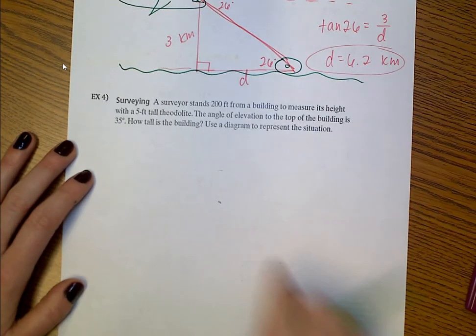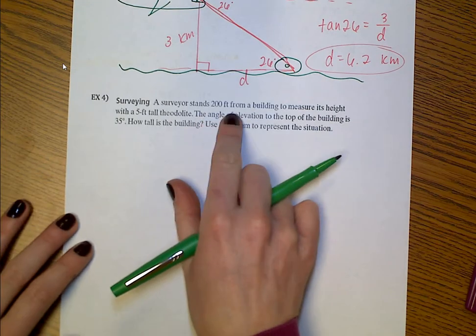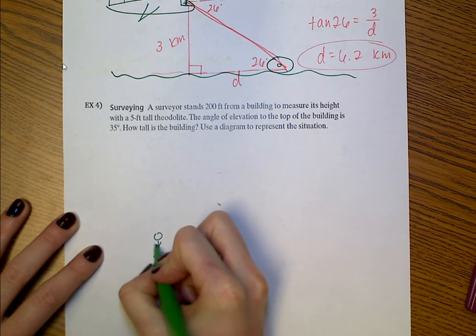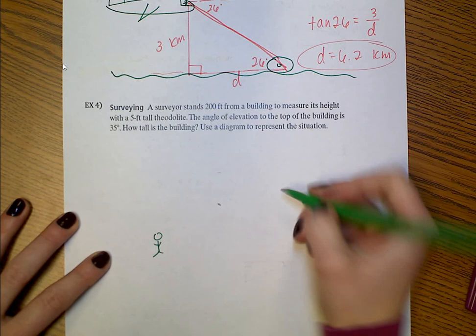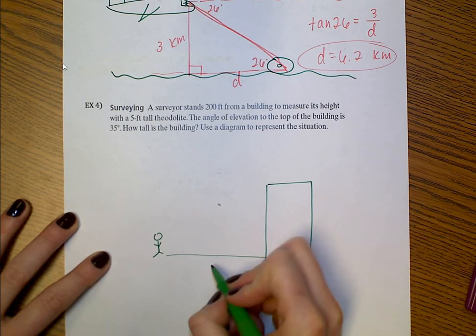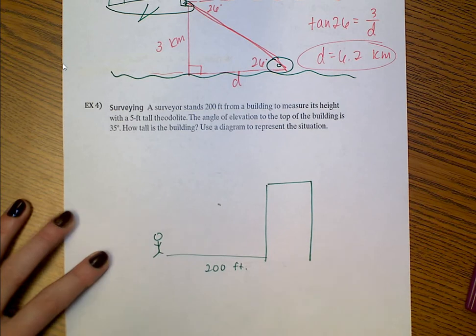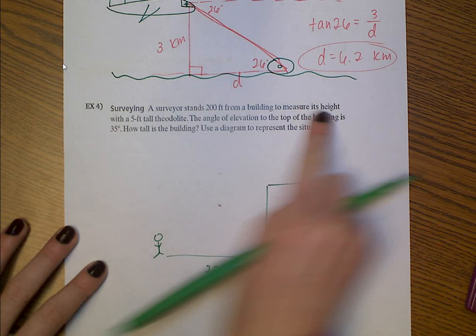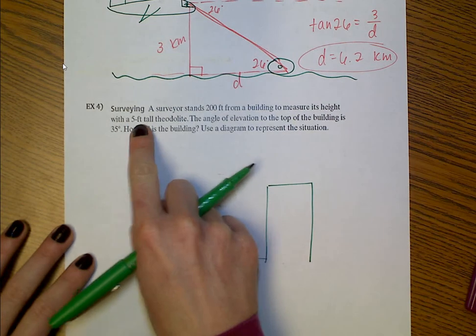All right, last example. A surveyor stands 200 feet from a building. So I'm going to draw the picture as I read it this time. There's my surveyor. Standing 200 feet from a building. And let's see, he's measuring the height of the building with a 5-foot tall theodolite.